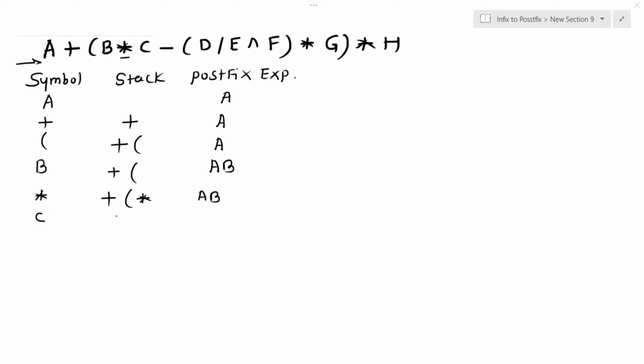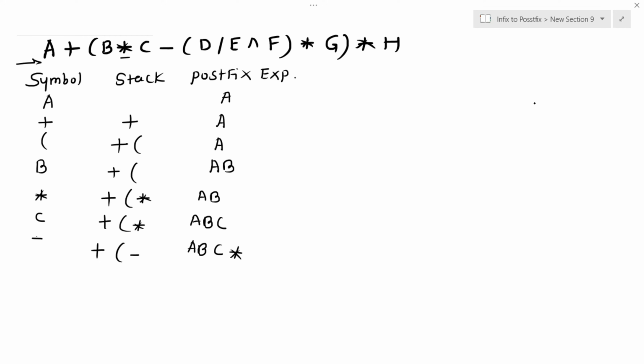The next symbol is C. C is an operand, so it directly goes into the postfix expression. Okay, the next one is a minus. In the stack we already have plus, left parenthesis, multiplication, and if we insert minus here, then minus has lower priority than multiplication, so both cannot stay together in the stack. So for that we have to first remove multiplication and then we place minus.